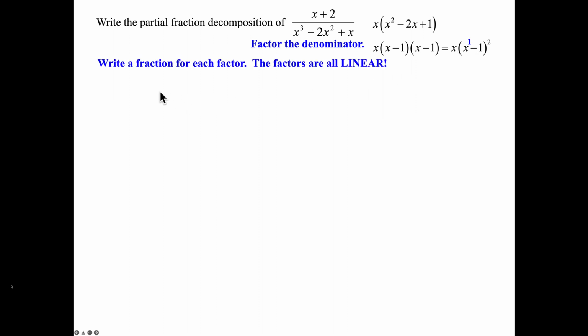So we're going to write a fraction for each factor. The factors are all linear. Even though this is raised to the power of 2, it's on the inside as a linear factor, x to the first power. And this x out front is another factor. So our fraction is going to equal capital A over x, plus capital B over the (x - 1) binomial to the first power, and then plus capital C over (x - 1) squared. Again, this is a linear factor.